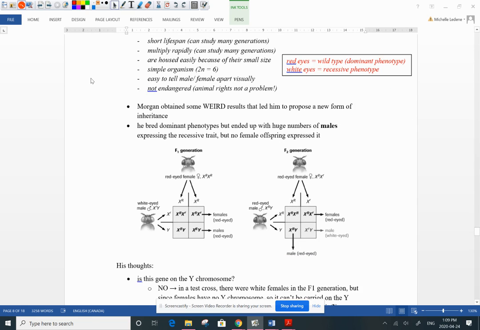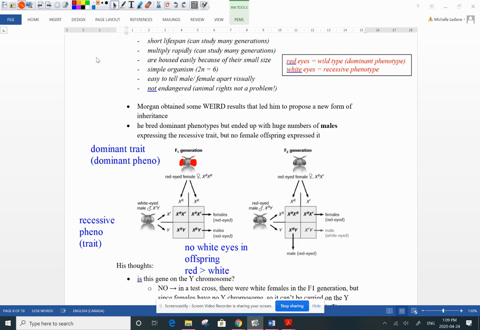So how did he come up with this new type of inheritance? Well, he got some really weird results. He took the dominant phenotype, the red eyes. So here's a female with red eyes, and he crossbred her with the recessive, the white-eyed male. As you can see, there were no white eyes in the offspring, because red is dominant to white, and so the red dominant allele masked the recessive white.